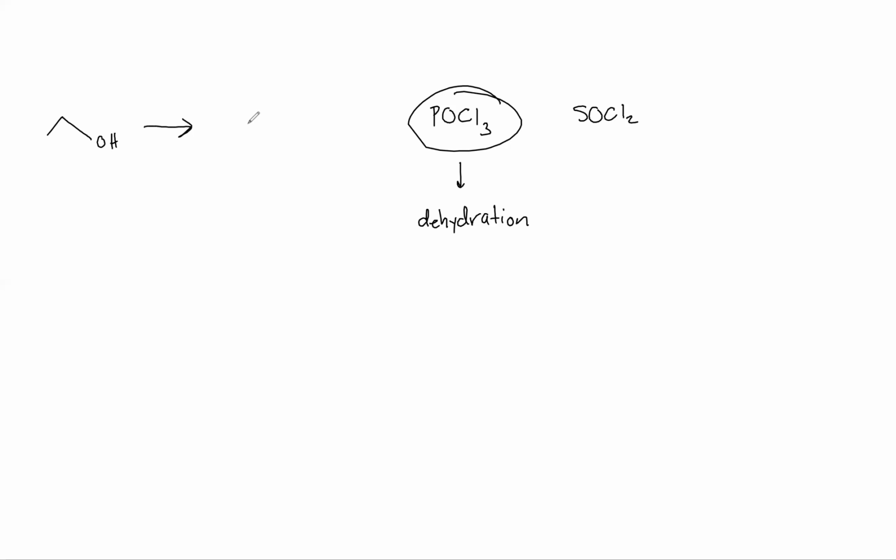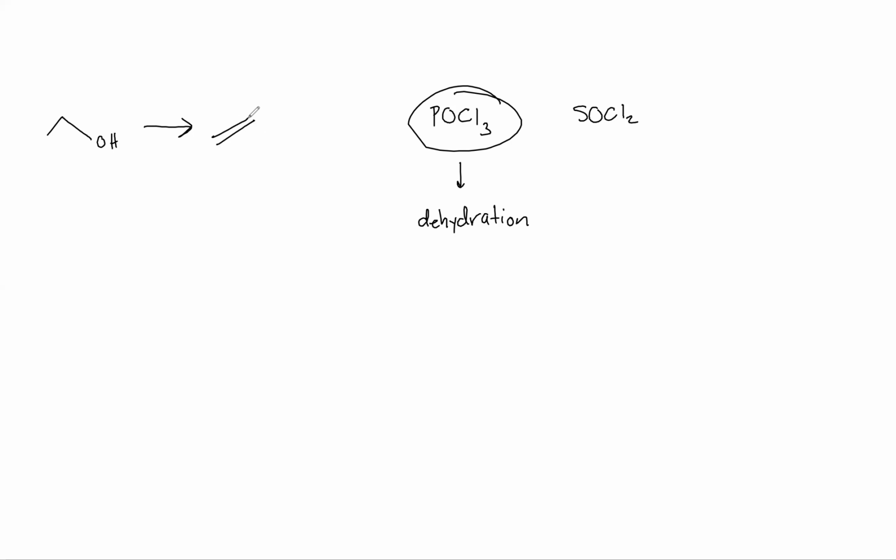Okay, so one last thing I want to talk about before getting into the next topic is POCl3. So you can see POCl3 looks a lot like SOCl2. The thing with POCl3 though is POCl3 is going to cause it to undergo dehydration. So it's basically going to be doing the dehydration using an acid. So we'll start with our OH group. We use POCl3 and we end up with a double bond.